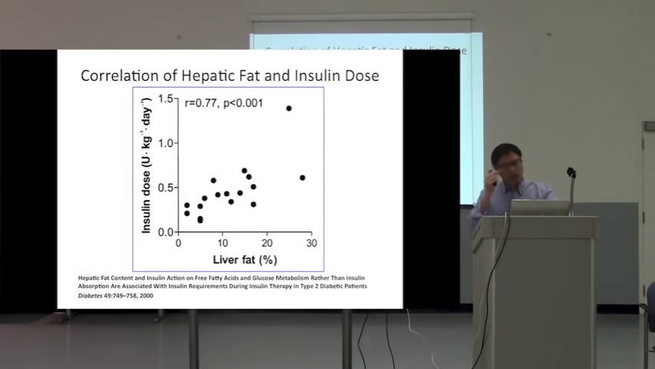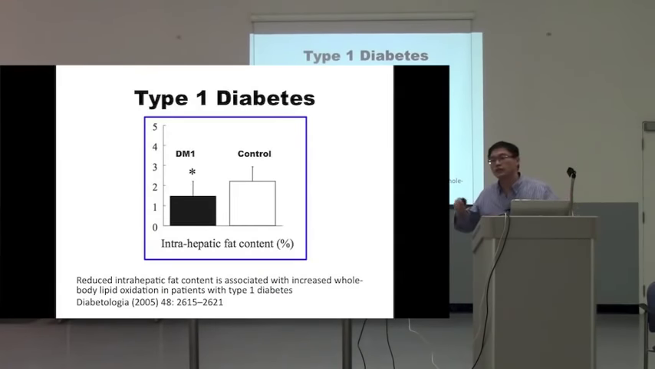And there's actually a very close correlation between the amount of insulin that you give a type 2 diabetic and how much liver fat they have, because it's all about the insulin. If you look at the insulin dose and you correlate it to the liver fat, there's about a 77% correlation between how much fatty liver they have and how much insulin they take. And if you look at type 1 diabetics, that's the exact opposite situation. Their insulin levels are extremely low. And what do you find? They have less fat in their liver than normal people. It's all about the insulin.